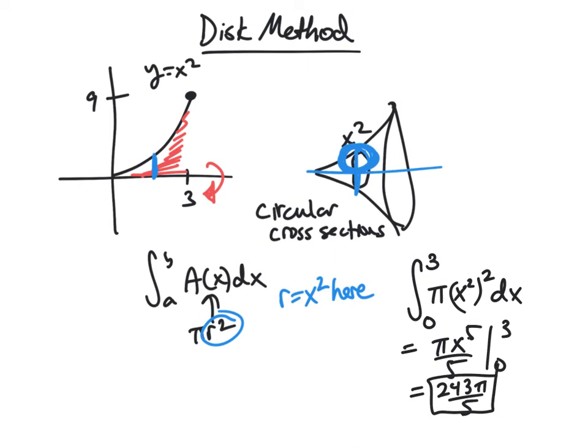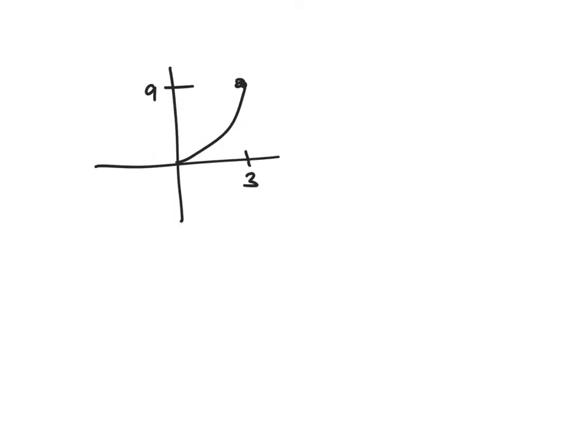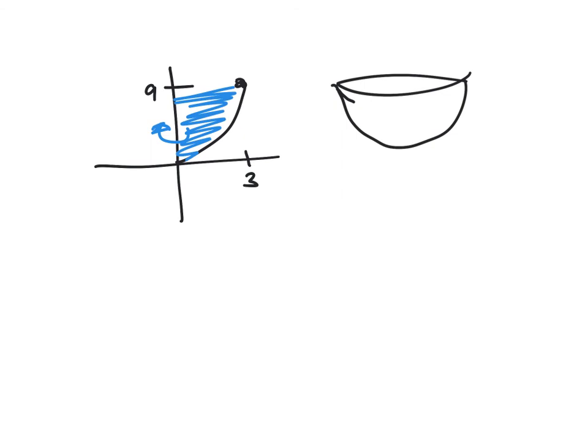Now, this is not the only way that we could have rotated this. We could just as easily have rotated this region about the y-axis, and then we get this bowl shape. Go down, and then we get this solid that we're calculating the volume for. Now this time, remember, just like area between curves, sometimes it's easier to do integration with respect to y. That's exactly the case here. Our volume is calculated the same way because we still have circular cross sections. All of these cross sections here are circular.